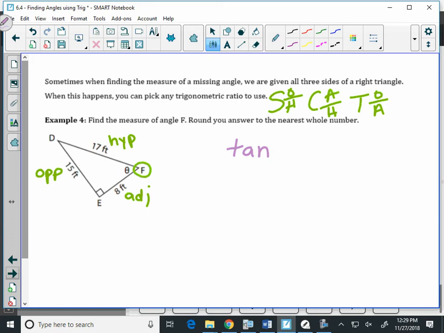My angle, you can write F or theta or X, I don't care, but that's what we're trying to find. The variable representing angle F is theta. So I'm going to write theta. And we're using tangent, which is what over what? Yeah, opposite over the adjacent. So it would be 15 over 8.